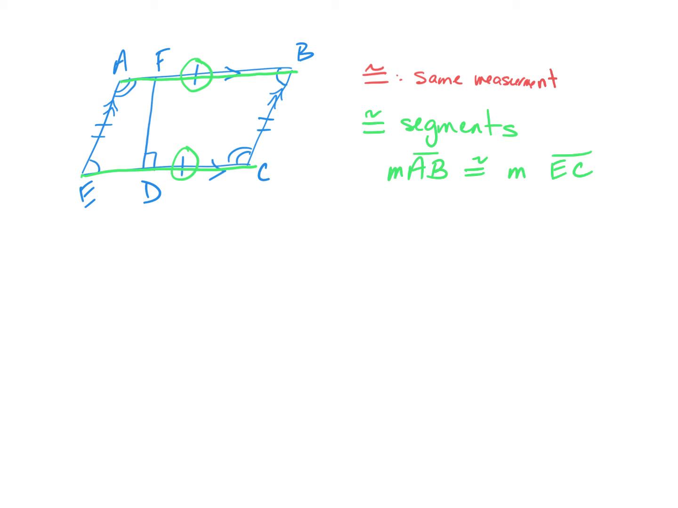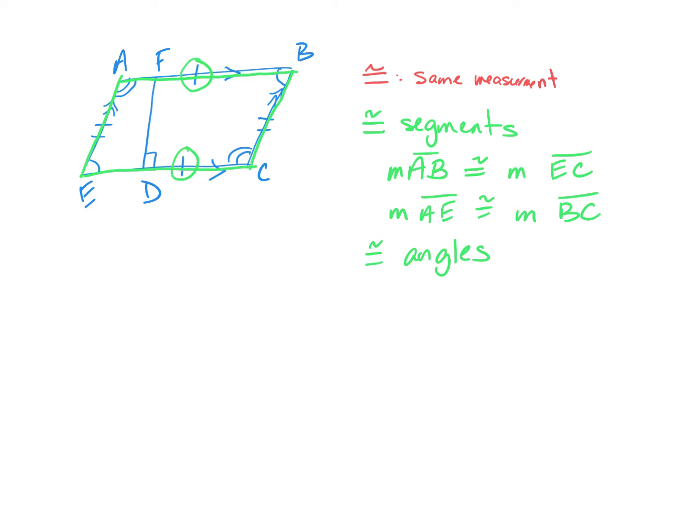Everybody understand? Can somebody give me two other segments that are congruent? In this picture, these two whole sides are congruent, okay? So the measurement of AE is congruent to the measurement of BC. We also have congruent angles.